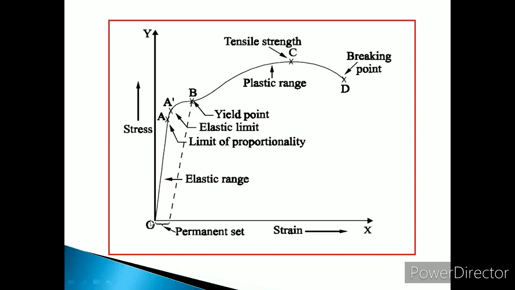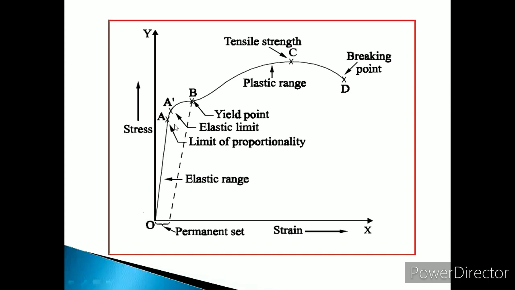Just listen. First of all, start the graph at O and then move to A dash, B, C, until the end, which is D. There are different points mentioned in the graph. One by one, we are going to discuss them. First one, the elastic range. The elastic range is represented here, starting from O and going up to A. The OA portion represents the elastic range.